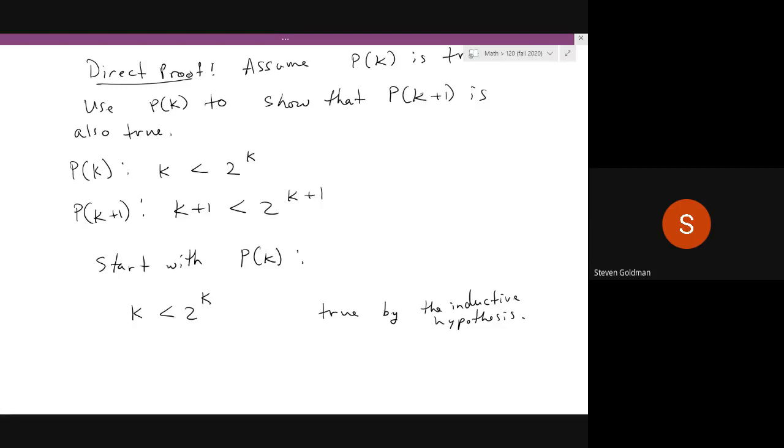All right. Now, if I look at the two inequalities, I want to go from P of k to P of k plus 1. So again, looking at the two inequalities here.